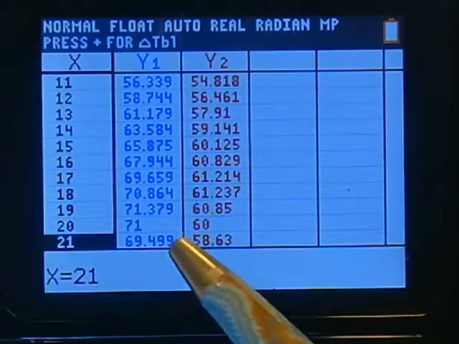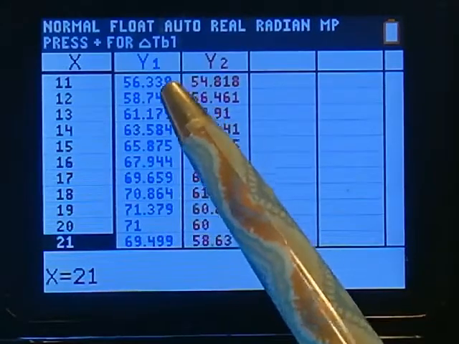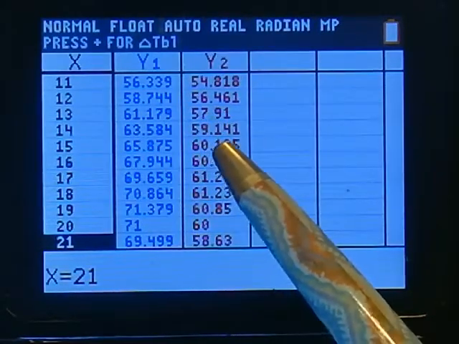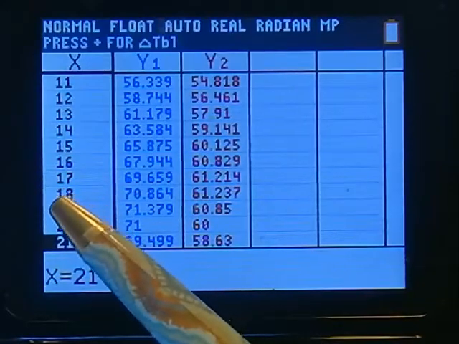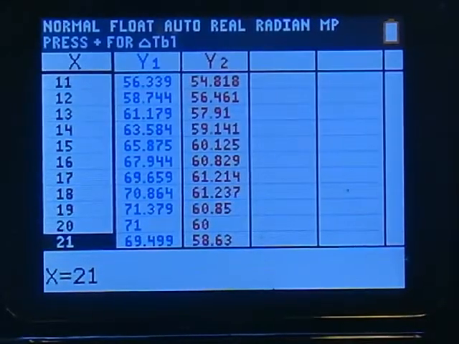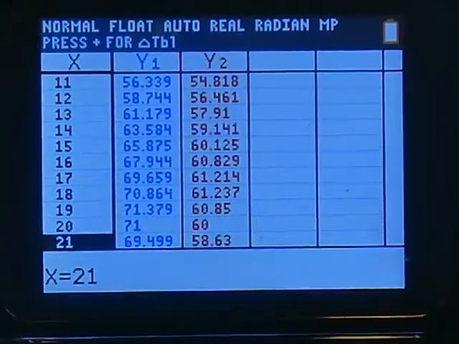So we could actually go in here and jot all of these numbers down. The heights are in blue and red here, and the age is over here in the x column, and we could plot all of those points.